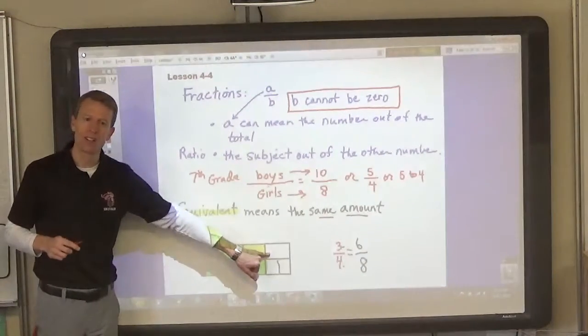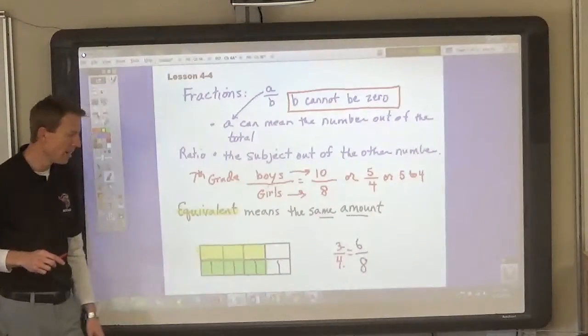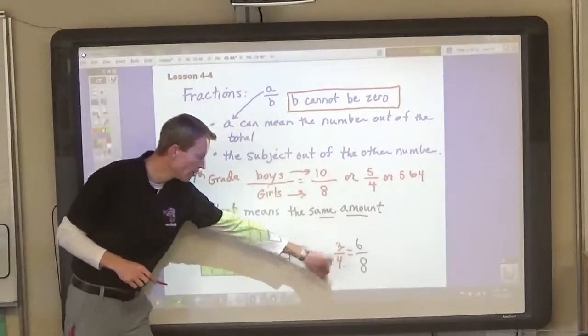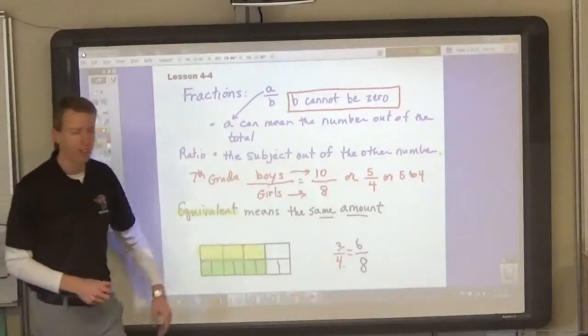The first row, 3 out of 4 people, or 3 out of the 4 squares are shaded in. So that fraction is 3/4. And then if you cut them all in half, you have the same amount.